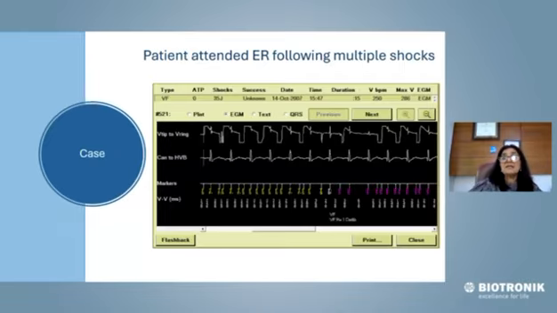Bringing you to the next case. The next case is a patient who has had multiple shocks. He comes to the ER. So what do you see here? Near field EGM. Clearly you can see the near field EGM is showing you something, there's something happening here, something here. You can't see clearly what is happening. Is it a real VT? What's happening? You don't know.